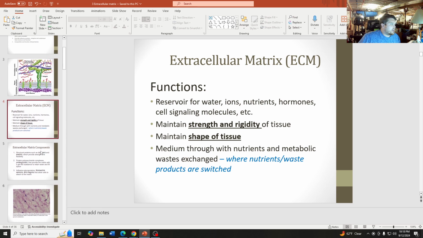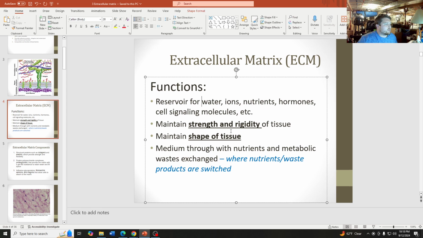So, with the extracellular matrix, major functions. One of the biggest ones is a reservoir. A reservoir is just a fancy way of... reservoir. You're never going to forget that word. Reservoir for water, ions, nutrients, hormones, cell signal molecules, etc. It stores stuff. A reservoir is where you have a plentiful amount of something, you're going to store it, you're going to hold on to it until you need it.